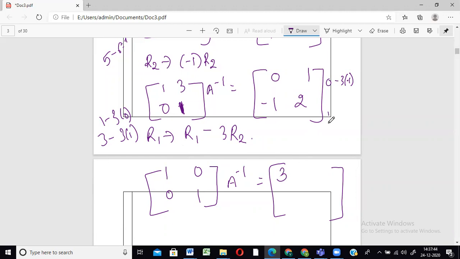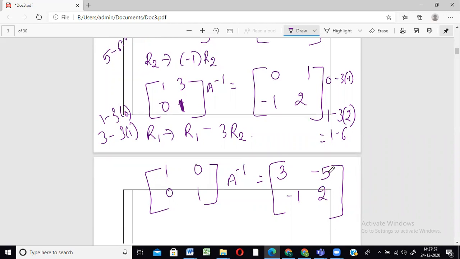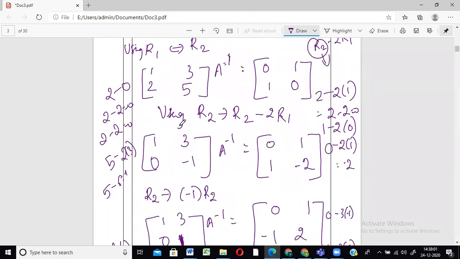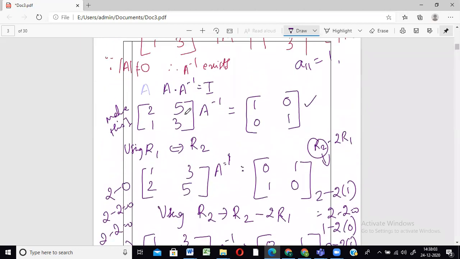यहाँ पे भी 1 minus 3 times 2, right? So the answer is 1 minus 6, which is equal to -5. And the second row, of course, as I said, there is no change. So now what have we got? As we said, this was our aim, right? Starting में हमारे पास A into A inverse था over here. Now what have we done?